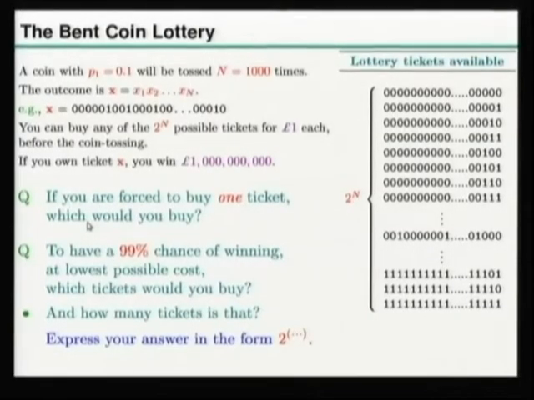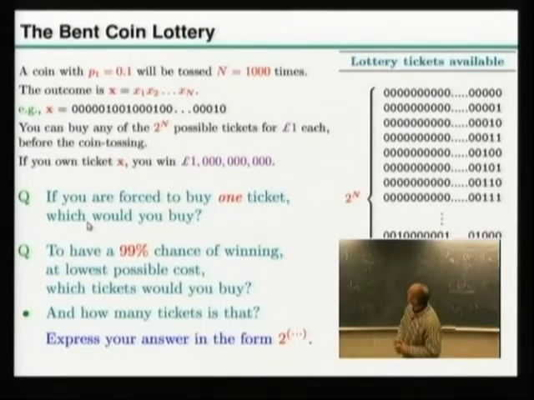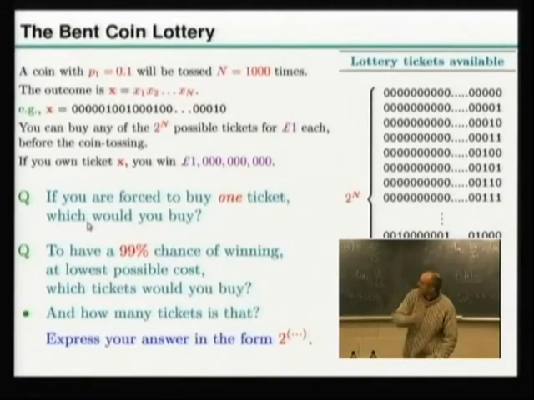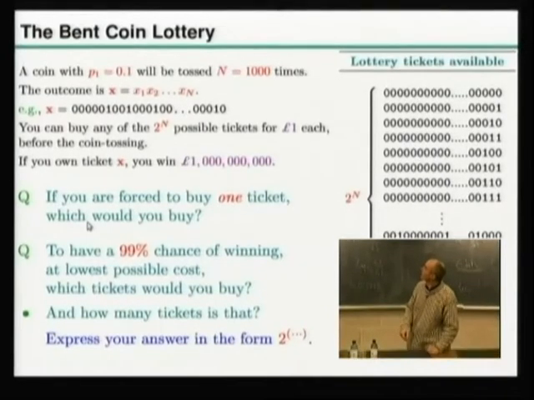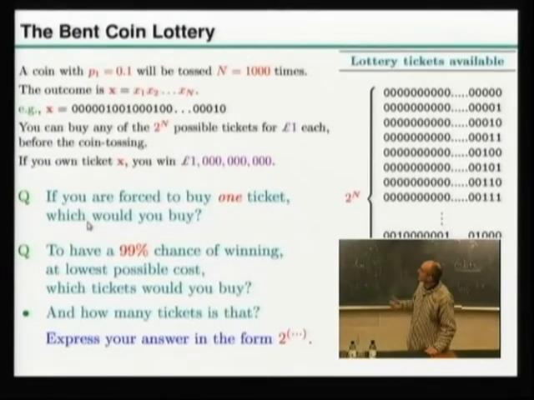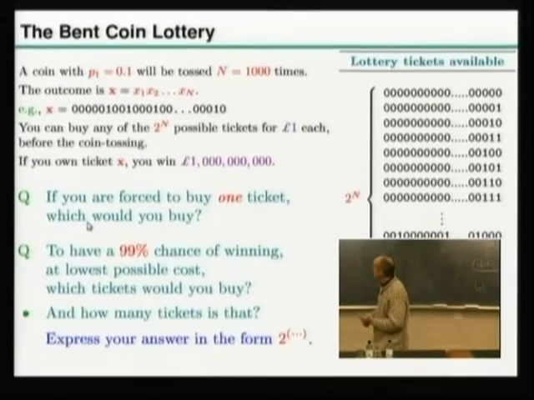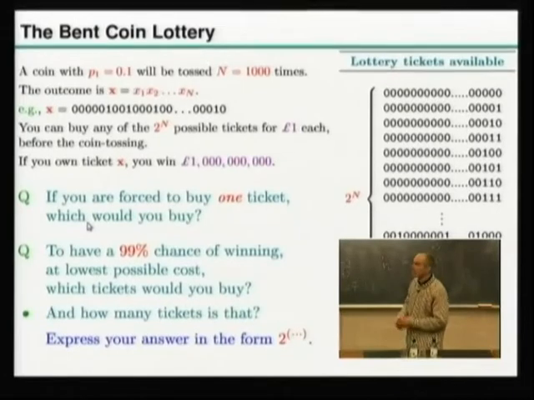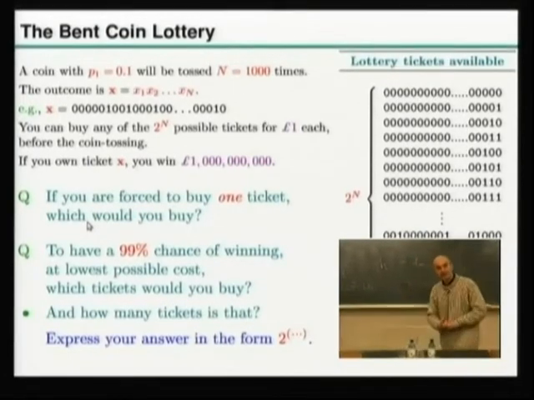So the question is, the mafia boss tells you to buy tickets. The outcome is going to be the string that is obtained when the coin is tossed 1,000 times. It's the bent coin. Rare heads and common tails. Lots of zeros, very few ones. You can buy any of the tickets you want from the box office. If you own the winning ticket, then you get a gazillion pounds. And the mafia boss forces you to buy lots of tickets in order to have a 99% chance.